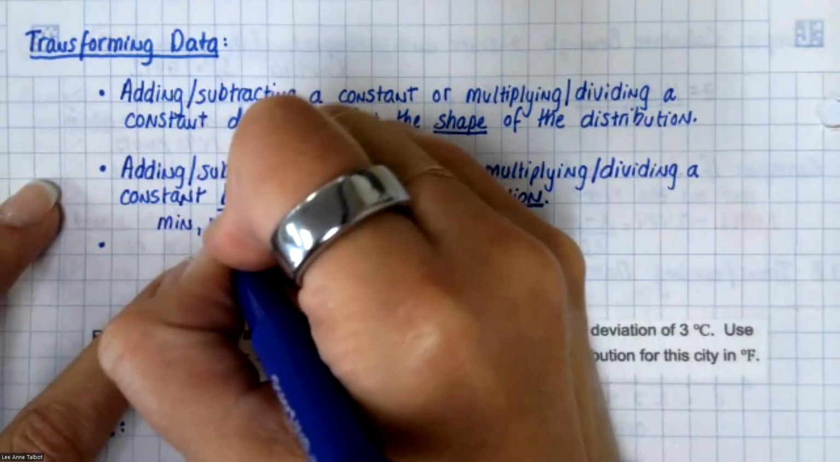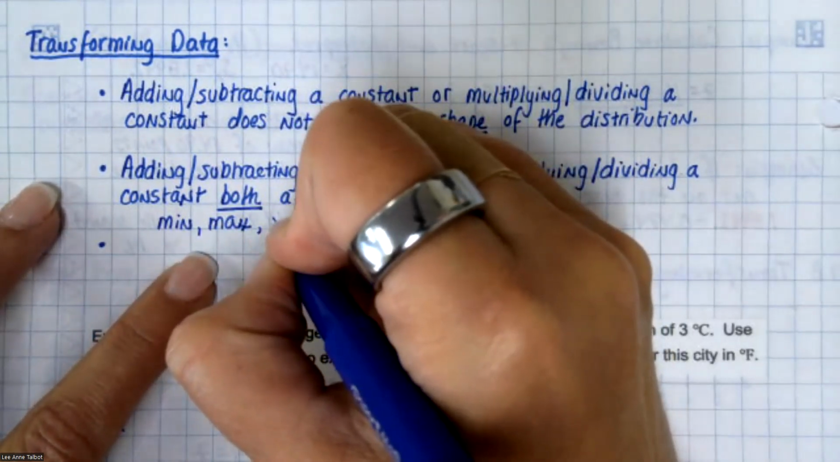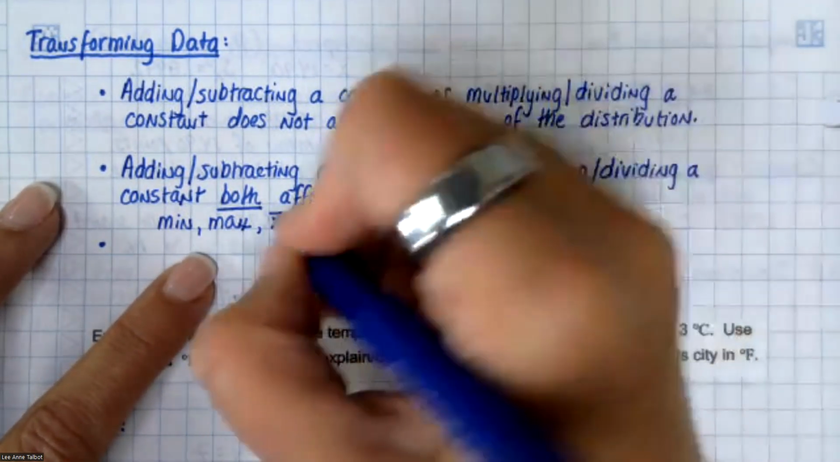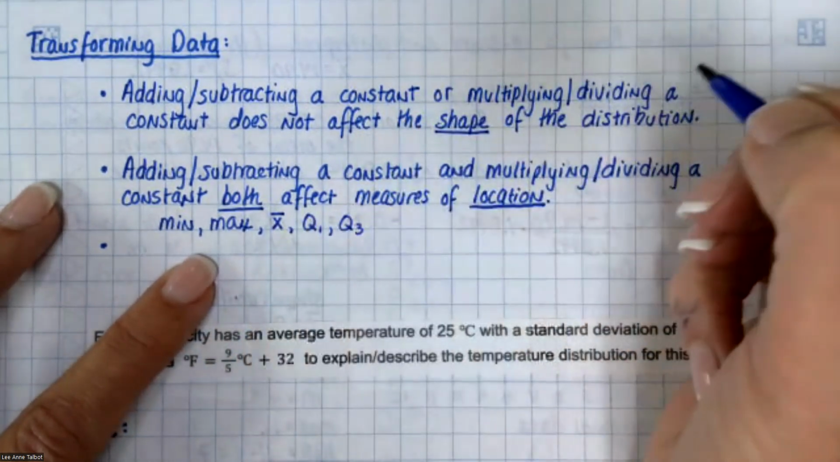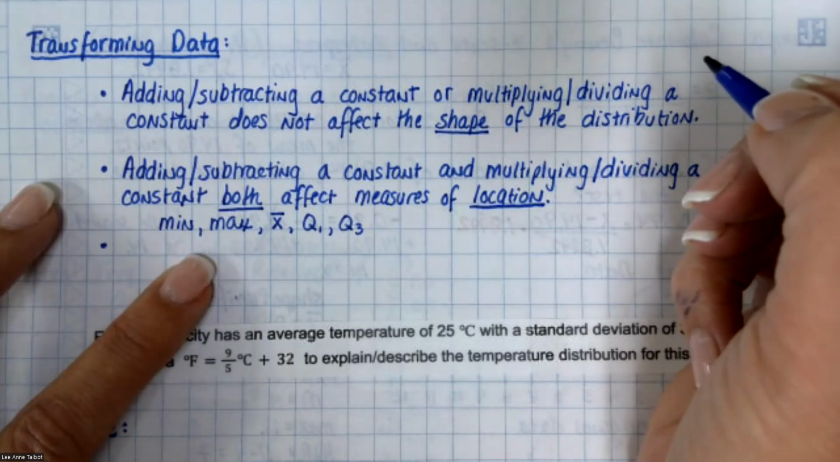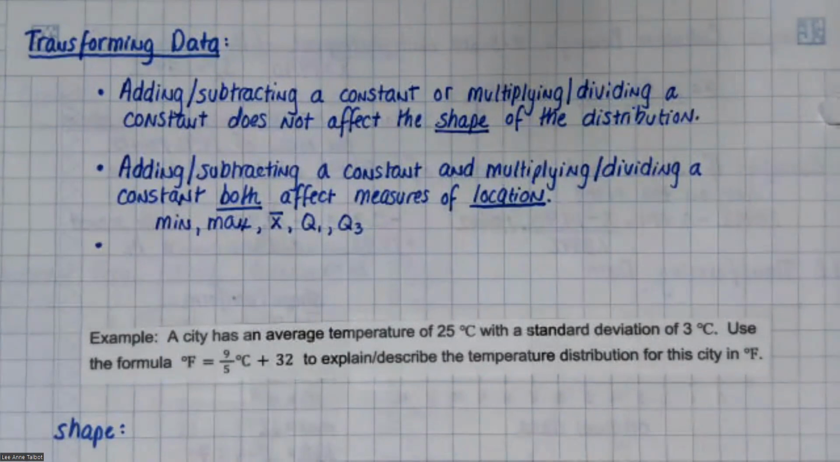min, max, mean, quartile 1, quartile 3. Those are all statistics that have to do with location. So a coordinate point, one coordinate point. Median, let's add median. Excellent job.